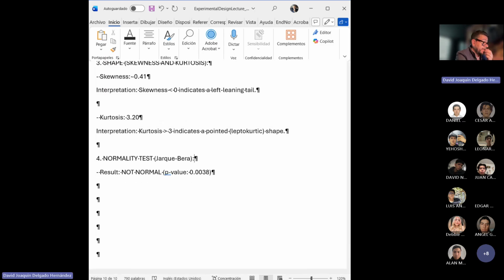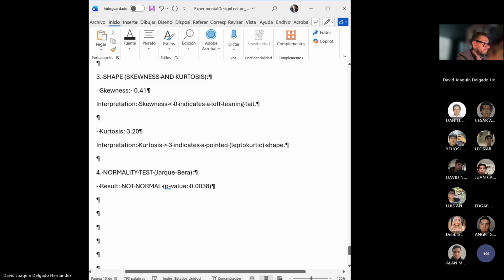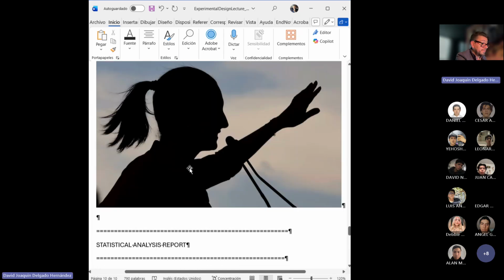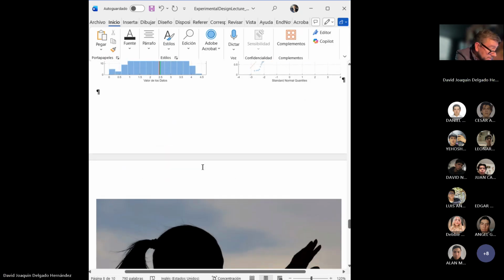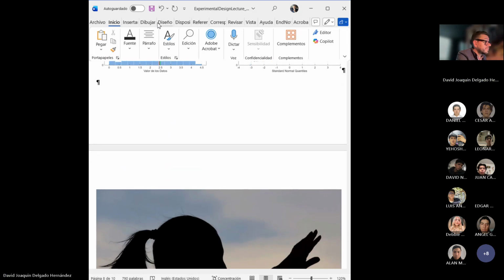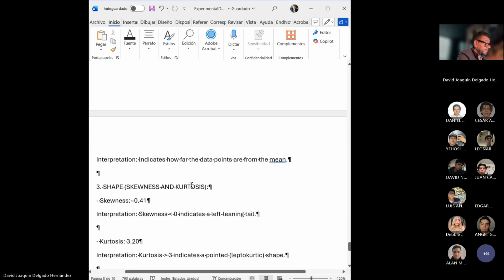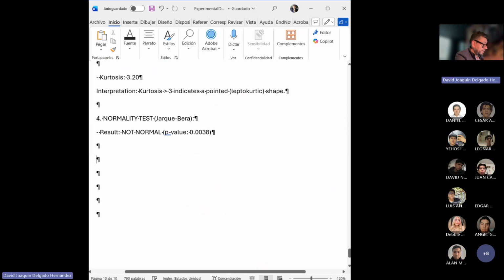Normality test. These values are not normal because you can see they don't align to the straight line in red. So the points have some difference here. You can see here there is some difference between the blue points and the red line. Okay, perfect. Okay, do you have any questions so far?